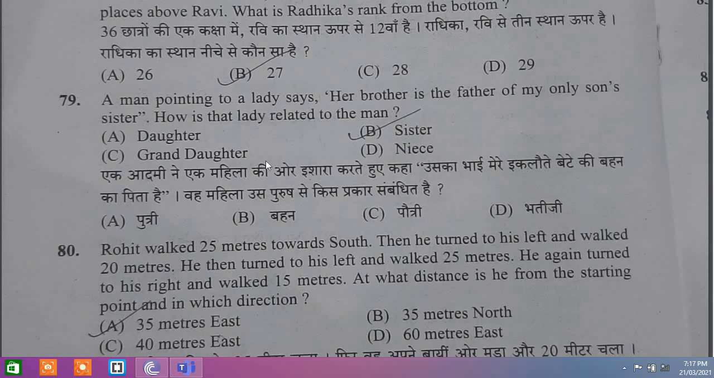Next question we have 79. A man pointing to a lady says, her brother is the father of my only son's sister. How is that lady related to the man? So there is a question which is asking the relation between the lady and the man. So in conclusion, that is B, that is a sister. So that lady is a sister of that father.